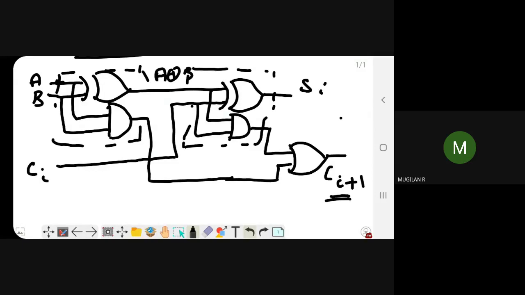In case they ask you to draw a full subtractor using two half subtractors, you just want to insert a NOT gate in the connection of A here, and as well as insert a NOT gate here. That is nothing but a full subtractor using two half subtractors. It is also available in the material which we have posted in the Google Classroom. So this is the circuit here.